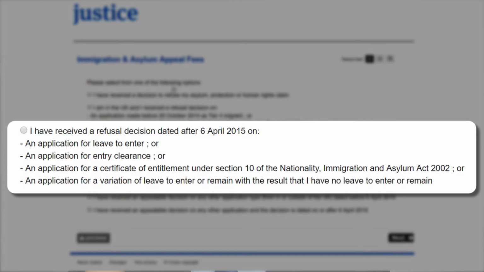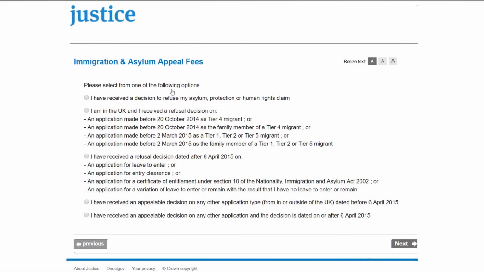So from the 6th of April 2015, the appeals regime under the Immigration Act 2014 is applicable to everyone who applied for entry clearance to come to the UK or permission, that is leave, to enter the UK or remain in the UK. It is also applicable to everyone who applies for a certificate for a right of abode on or after that date. This is the next option that the form gives you.